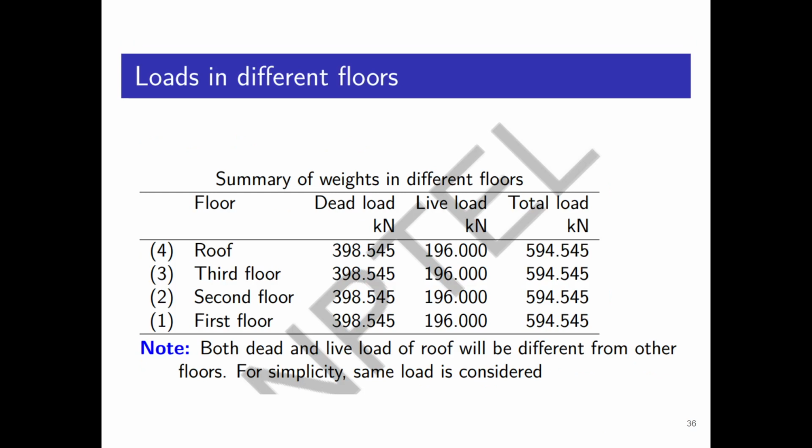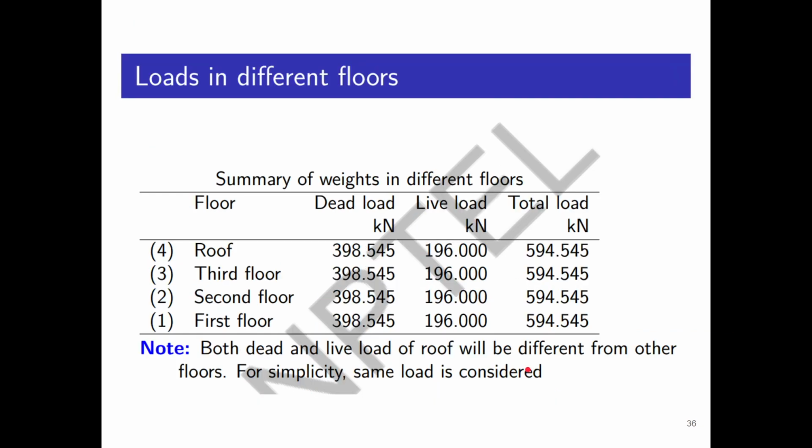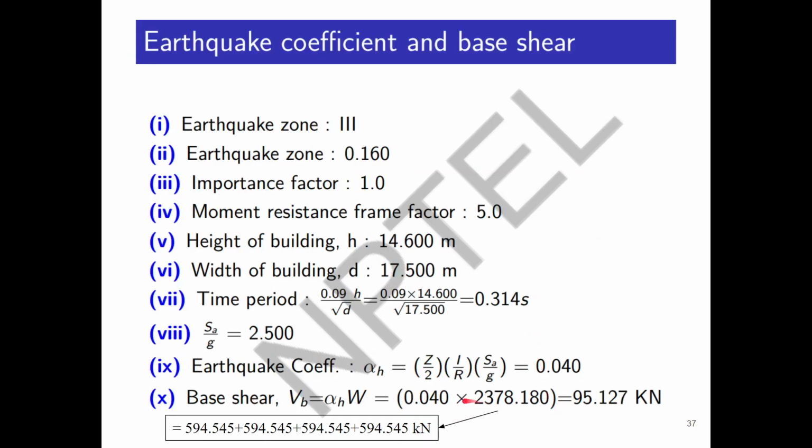So yeah, if we summarize, these are the various dead loads and live loads that are acting, and this is the total load. Okay, this will definitely not be the same for roof and other floors, but for uniformity we have taken it the same. So this is the total load, 594.545 into 4, which comes to around 2378.1. So basically, here we will be calculating the base shear.